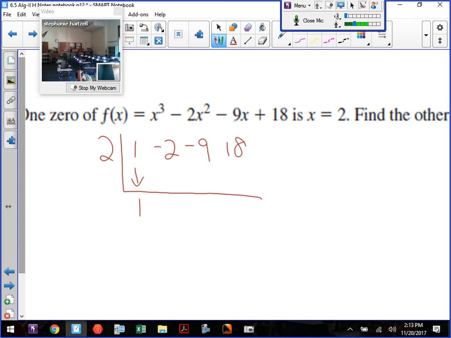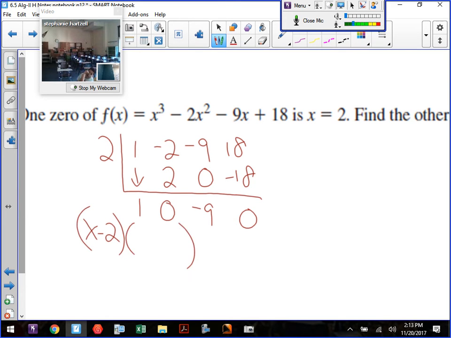-2 plus 2. 2 times 0, which therefore means you have a 0 at 2, which makes your term x minus 2.